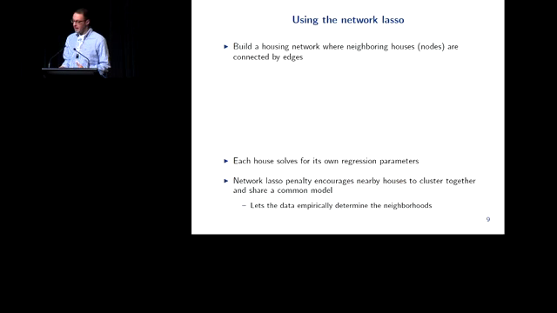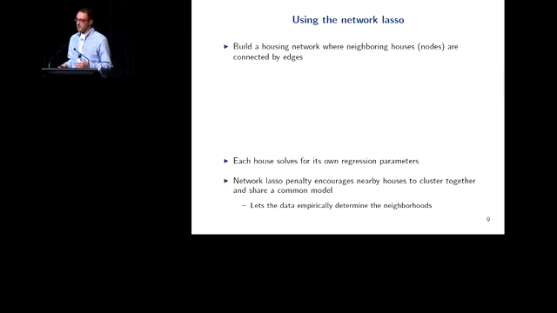So this is where the network lasso comes in. I guess for some reason the image isn't popping up there. But what we do is we build a network, where it's a network problem. Each house is connected to nearby houses with an edge weight inversely proportional to distance. And each house in this case is going to solve for its own regression parameters. So each house says, given my sale price and my regression parameters, I'm going to solve my own regression model.